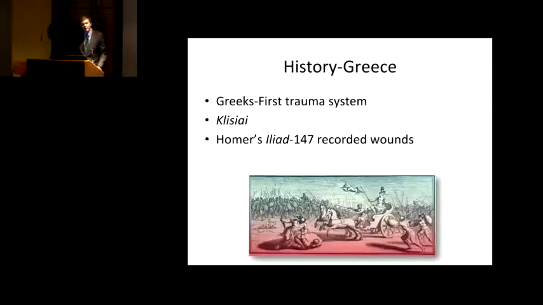Looking forward to ancient Greece, we actually find evidence of the first trauma system. The ancient Greeks would triage their wounded to Greek barracks called Clysiae. In addition to that, they would also triage them to local nearby ships, and I think this illustrates the concept that they understood that trauma care had to be close to the area of injury for the best outcome. Even with that, if you look at Homer's Iliad, there were 147 recorded wounds with a mortality rate of 77.6%. So even still, they weren't able to greatly impact the mortality of their trauma patients.